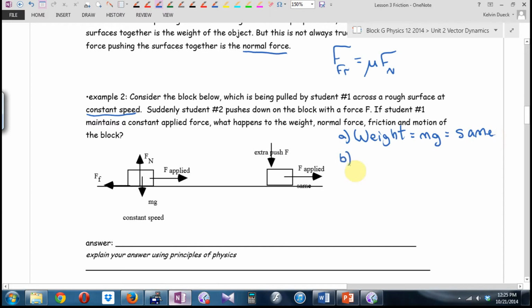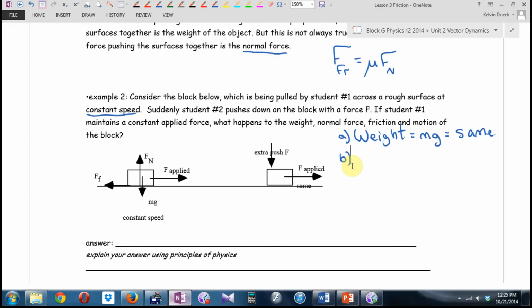B, what happens to the normal force? So right now, if you look at this table in front of me, the normal force is equal to mg. I'm going to push down on this table. Did the mass of the table change? Say no. What happened to the normal force?